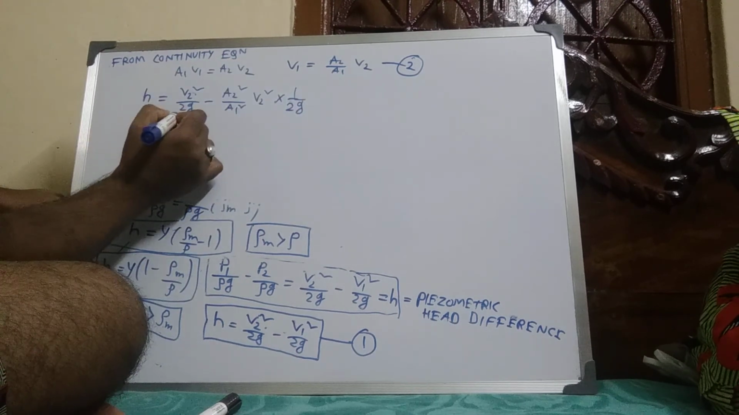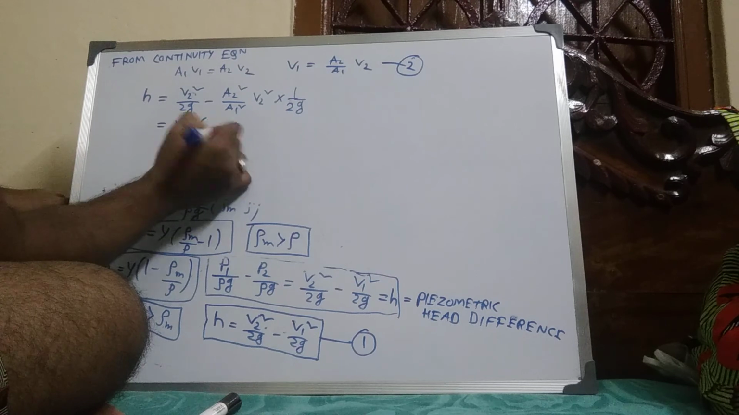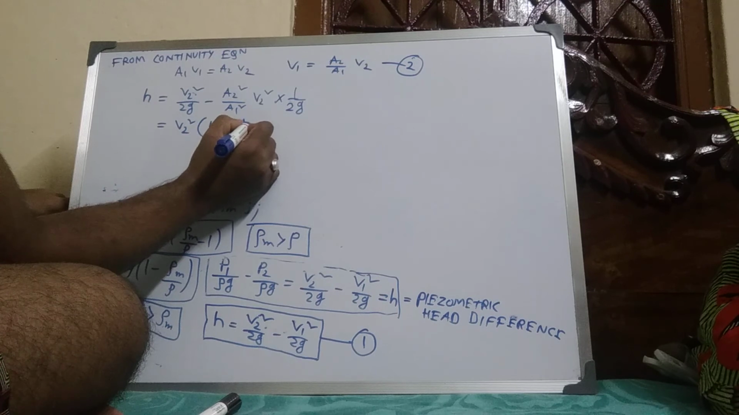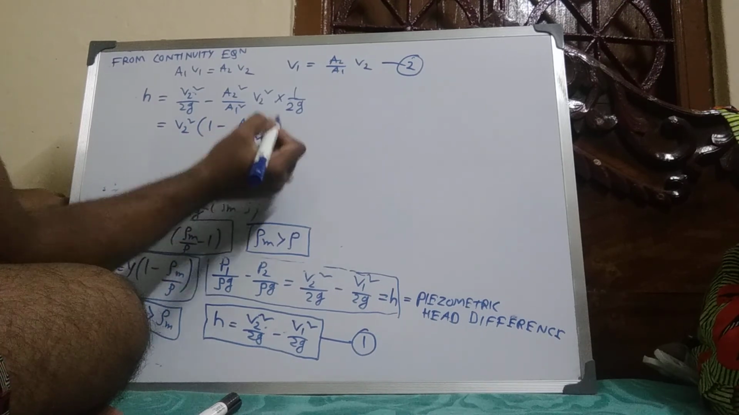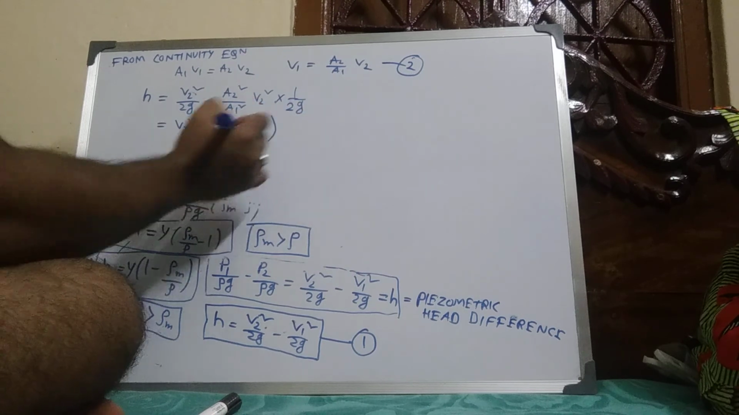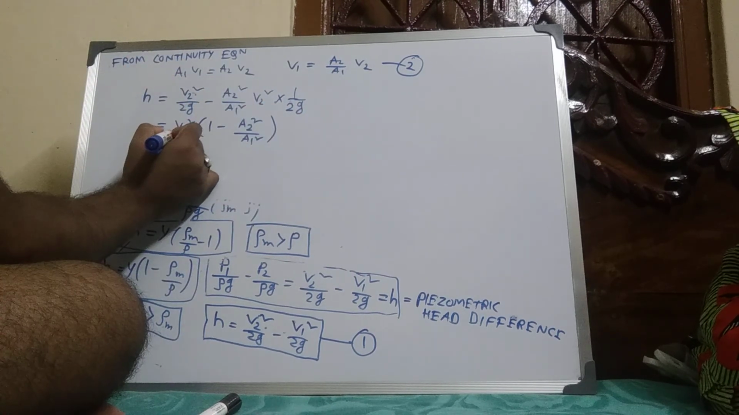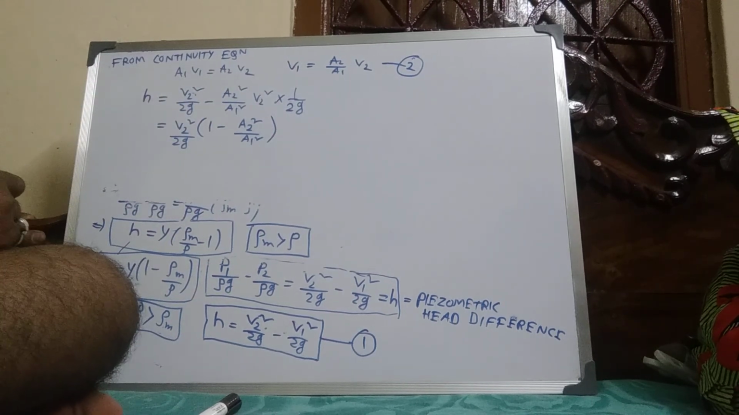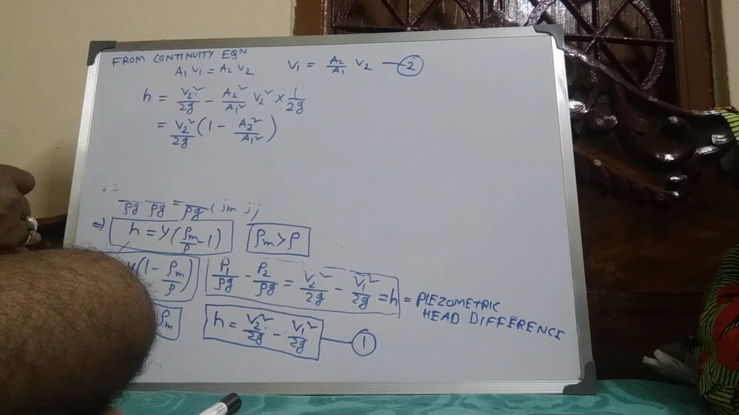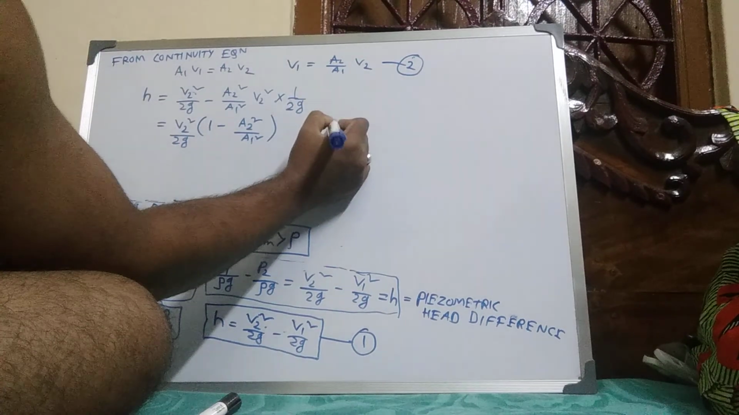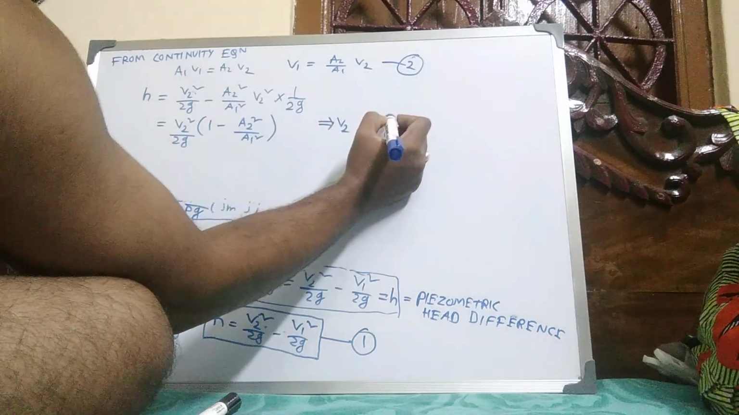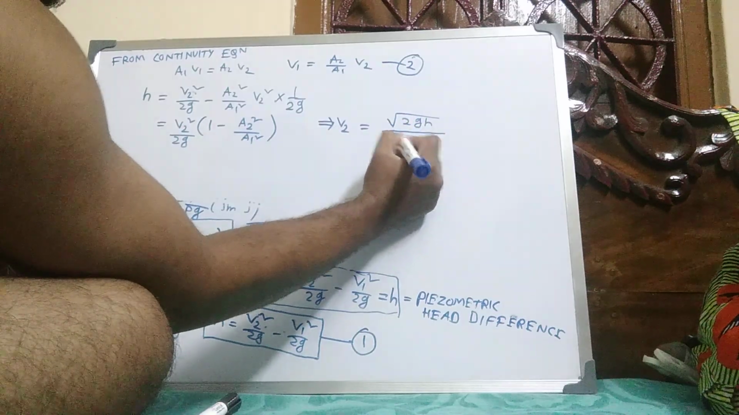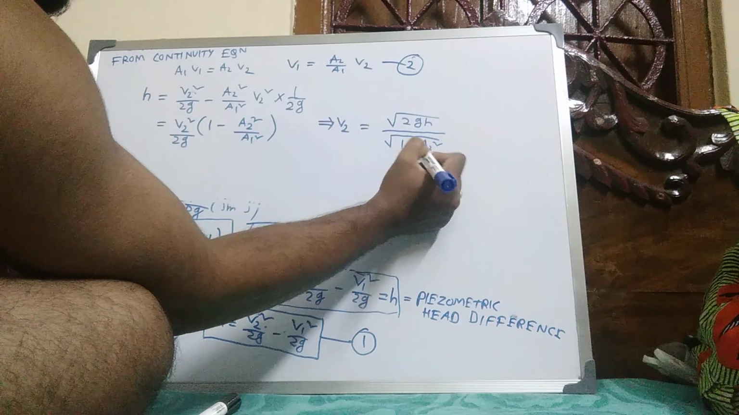Now v2 square is common, 1 minus a2 square by a1 square, 2g is common also. Understand? 2g is common. So v2 equal to root over 2g by root over 1 minus a2 square by a1 square.